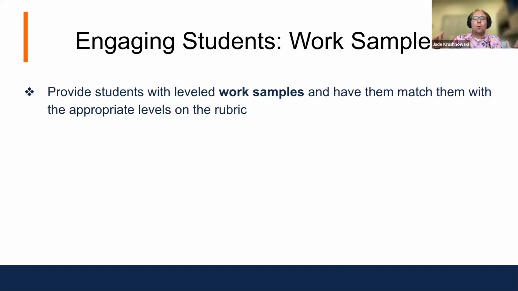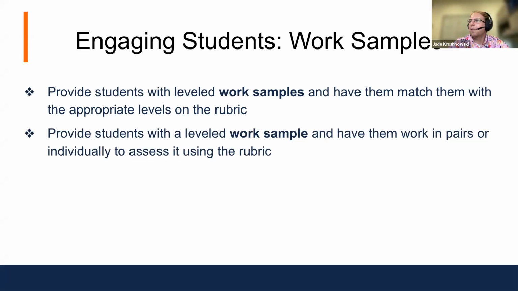Another thing we can do is using work samples. This one requires a little bit of building. Yes. Karen, love that. So we can provide students with work samples or exemplars of each level, right? And have them match them with the appropriate levels on the rubric. So this is very much matching, right? So we have the work sample, and we have students match them with different levels on the rubric. And then students can also be provided with a leveled work sample, and they can work in pairs or individually to assess it using the rubric.